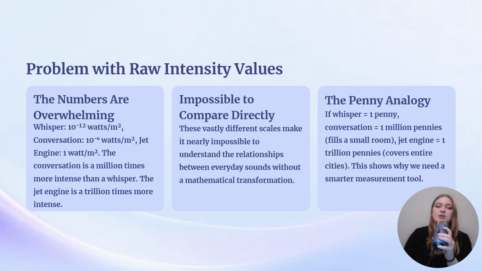If we tried to measure sound using raw intensity values, the numbers would be overwhelming. A whisper might have the intensity of 10 to the negative 12 watts per square meter, while normal conversation is already a million times greater. At the extreme, a jet engine can reach about 1 watt per square meter. That's trillions of times stronger than a whisper. Comparing these values directly is nearly impossible, which is why we need a mathematical tool to make sense of them.